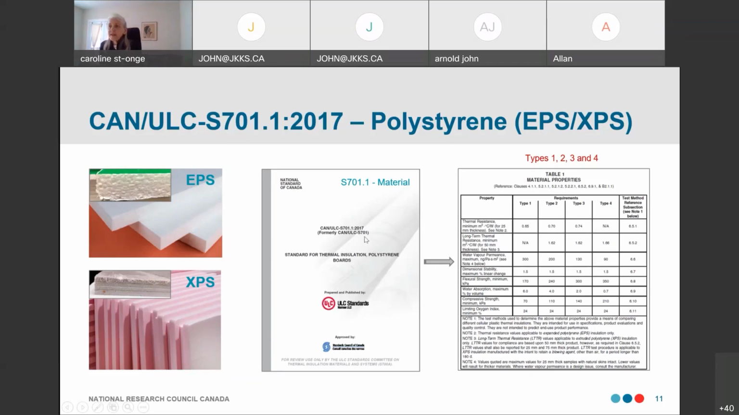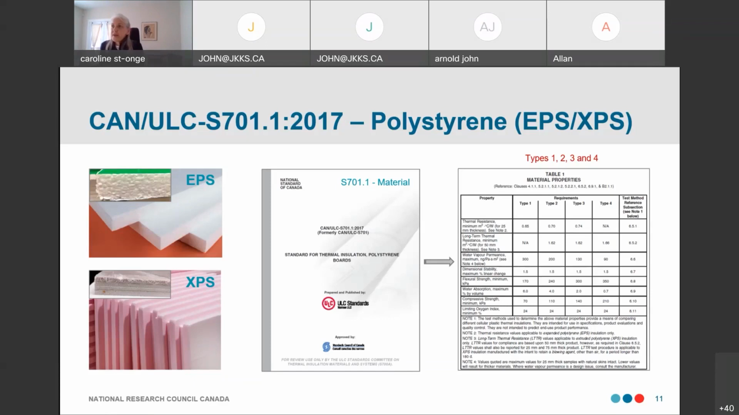So the standard S701.1, the material standard, specifies a couple of properties to be tested, such as thermal insulation, dimensional stability, flexural strength, water absorption, compressive strength. And some of these standards include surface burning characteristic in case there is fire hazard, so they want to know how the product performs under fire.